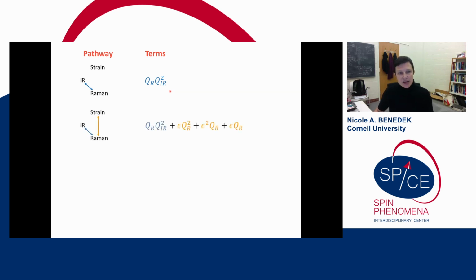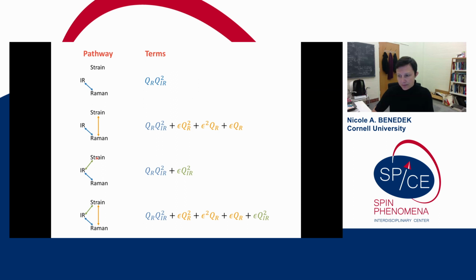In the second set of data, we switch on coupling to strain through the Raman modes only. So then we'll pick up terms that look something like this. These epsilons are strains. In the third set of data, we'll have coupling between the IR modes and the strains. So the Raman strain pathway will be blocked. And then in the final set of data, we'll allow all the couplings.